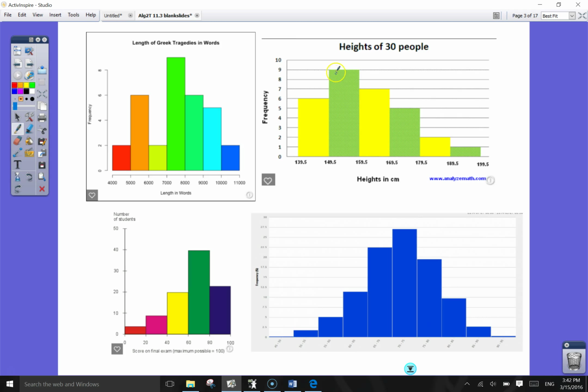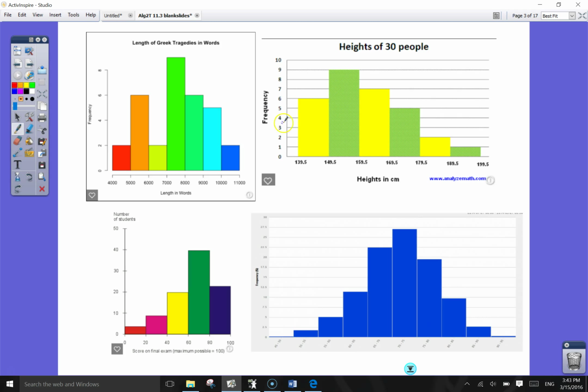For example, in this one here, it looks like the frequency was 9 in the bin that showed heights between 149.5 and 159.5. And we're not making histograms here. But the point is, these all represent distributions, right? Distributions of measurements amongst people most of the time, but it doesn't have to be people. But notice that each one of these has a slightly different shape.